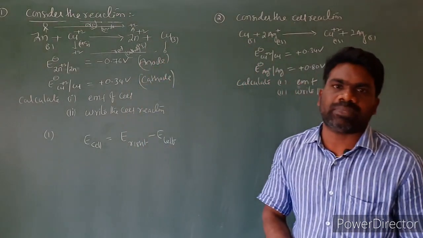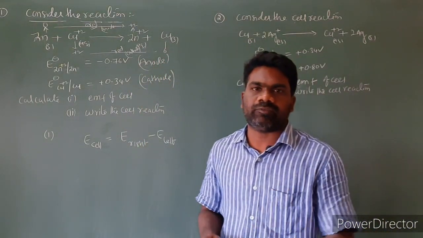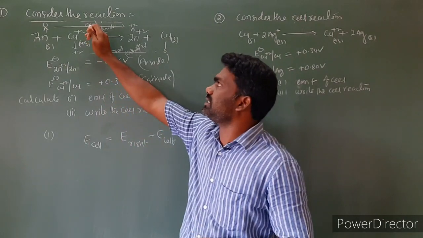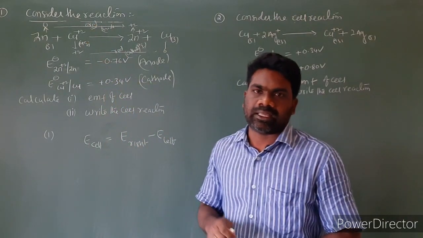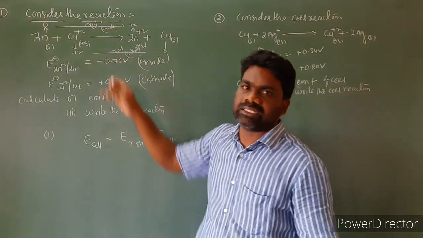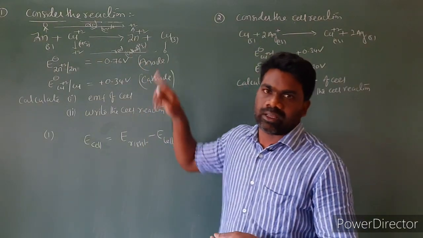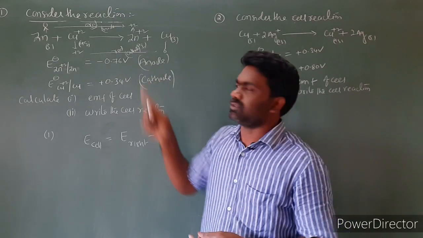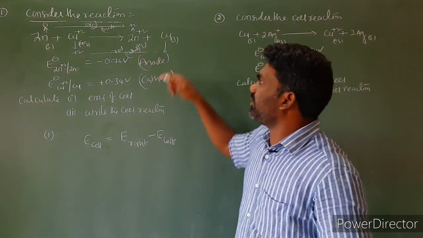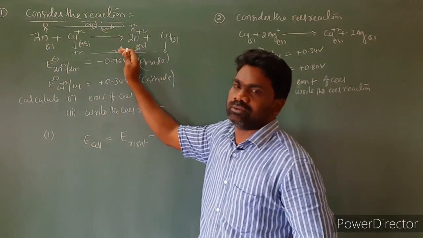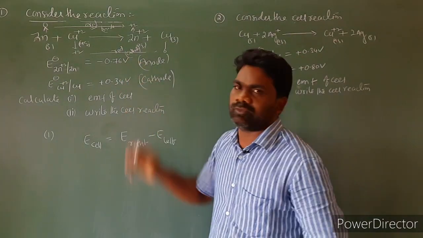Where is oxidation taking place? Where is reduction taking place? How do you identify the anode and cathode? Where oxidation is taking place, that is taken as the anode. Where reduction is taking place in our cell, that is taken as the cathode. Oxidation is anode, reduction is cathode. And you can identify directly without knowing oxidation and reduction, by looking at these two values.